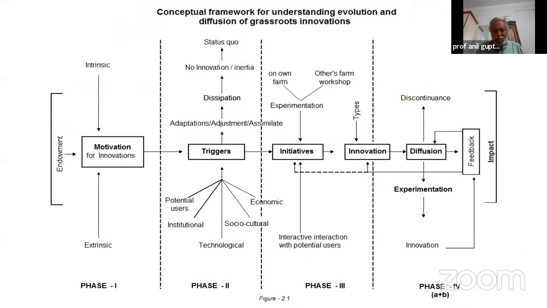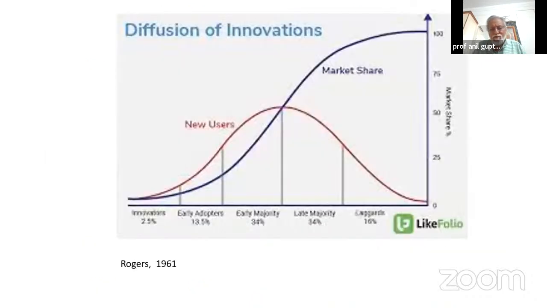This is a framework I had discussed in one of the earlier classes. I'm just recalling it. What are the motivations for innovations? What are the triggers? What are the initiatives? What are the innovations, and how does diffusion take place? We will take one of the slides on diffusion faster, but before we go, this is one of the frameworks classically used. Who are the early adopters?